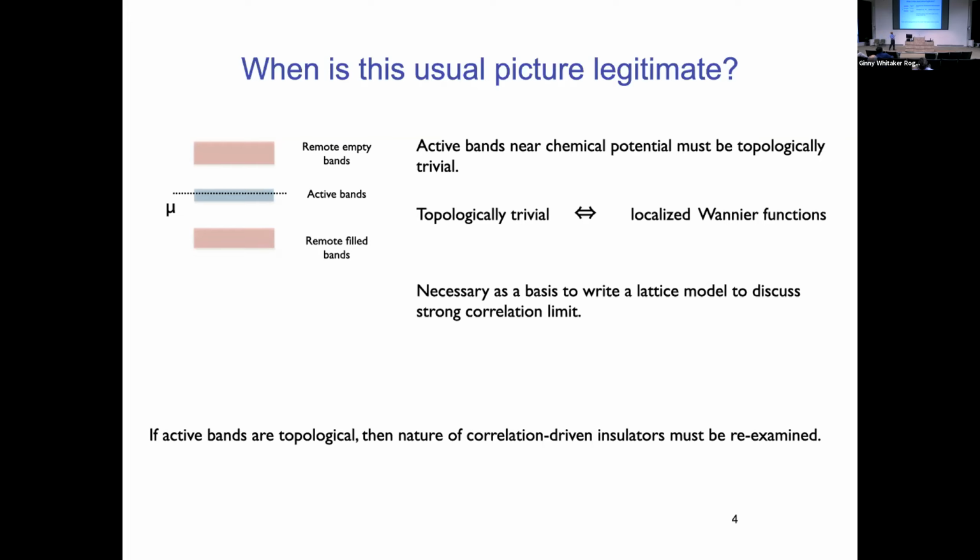Okay, so the reason that's necessary is that it's only if they are topologically trivial that you can define well-localized Wannier functions, which is what provides the foundation for writing down a tight-binding model and a lattice description of the interacting system that we use to discuss the strong correlation limit and do perturbation theory in the hopping and so on. So if the active bands are topological, then we lose the Wannier basis. And so then for any correlation-driven insulator, the nature of magnetism and other such things in the insulator must be re-examined, okay?